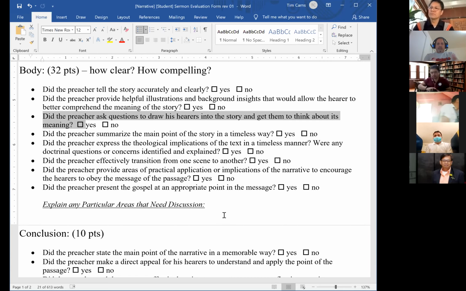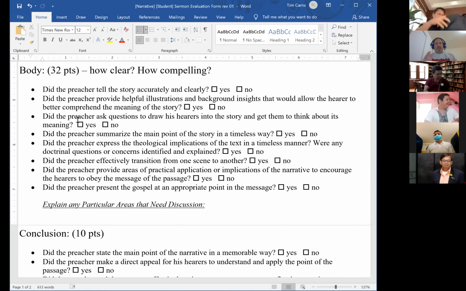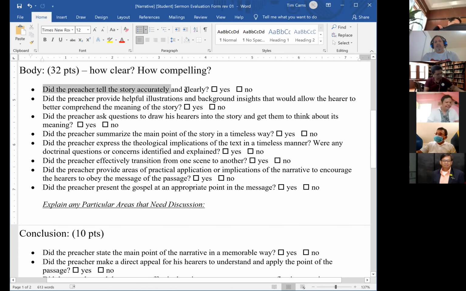And so I have these guiding evaluation questions, because I'm trying to help you structure your sermon in a certain way, to tell the story well. So the first part is, did you tell it well? Did you tell it clearly? The second one is, did you provide helpful illustrations or background insights?